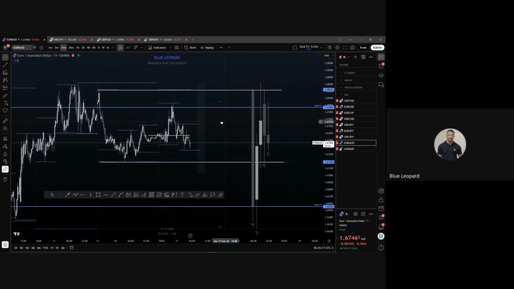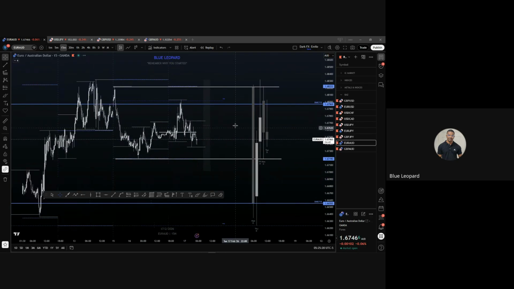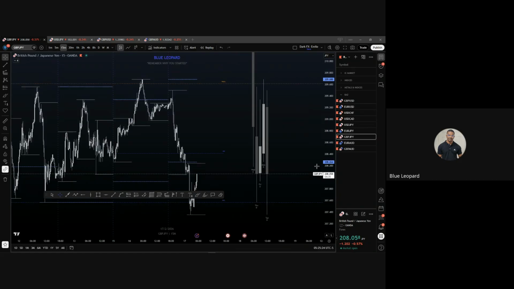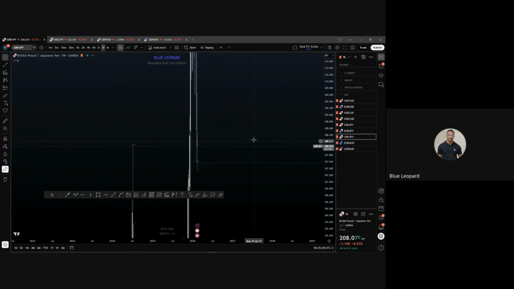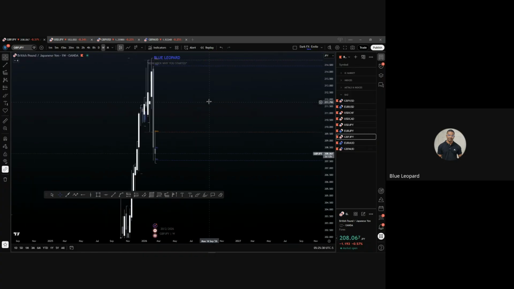I will keep this on my checklist. EA is a very good one today. Now you go to GBP JPY. You see, GBP JPY, what do you have here? We go on the daily or weekly. Weekly time frame, next candle theory.